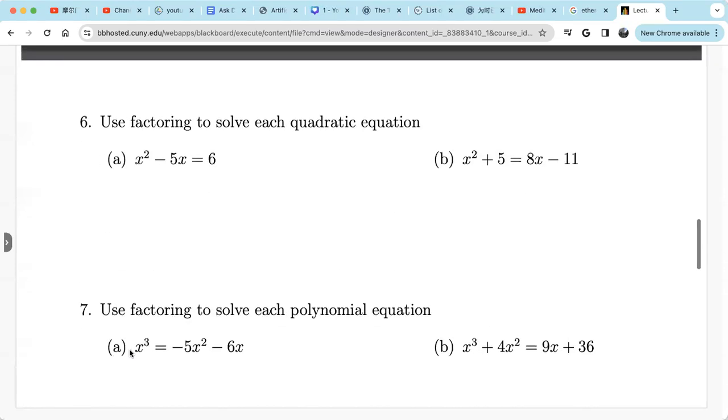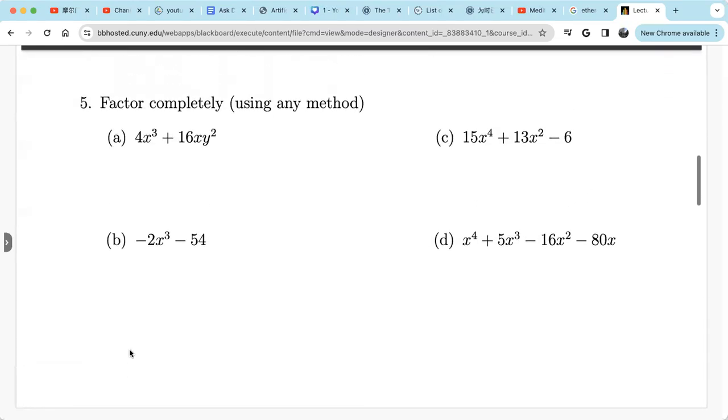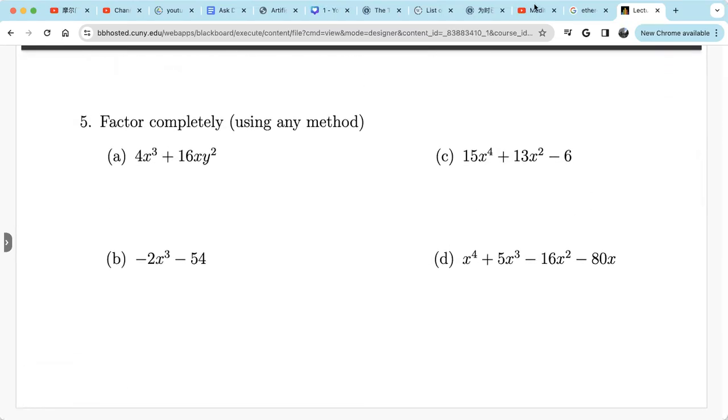Let's see, 5. Oh, we have more. 5, let's see, we have 4x as a common factor. So let's factor out 4x first. Then the first term is left with x squared, and the second term is left with 4y squared.